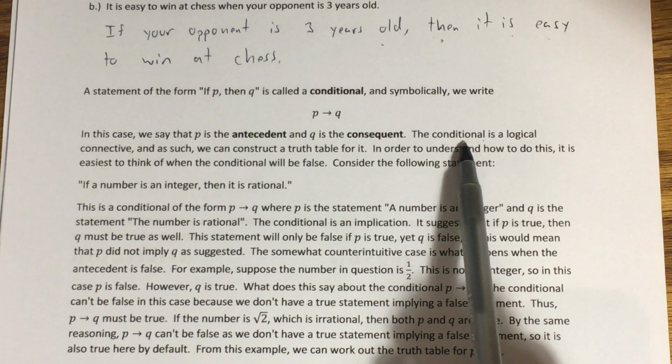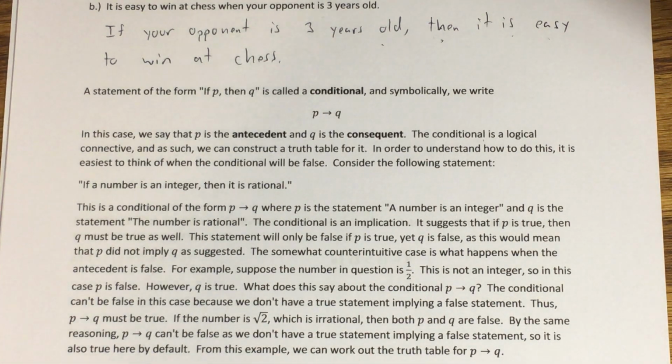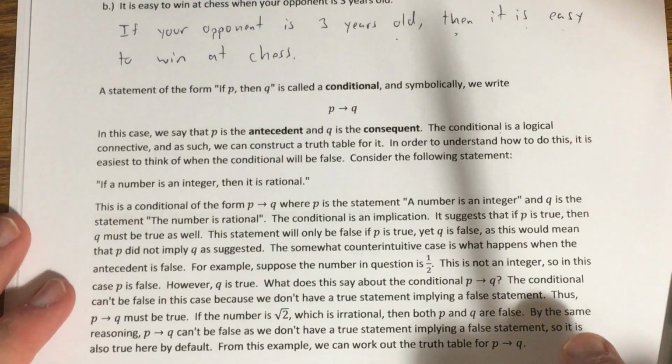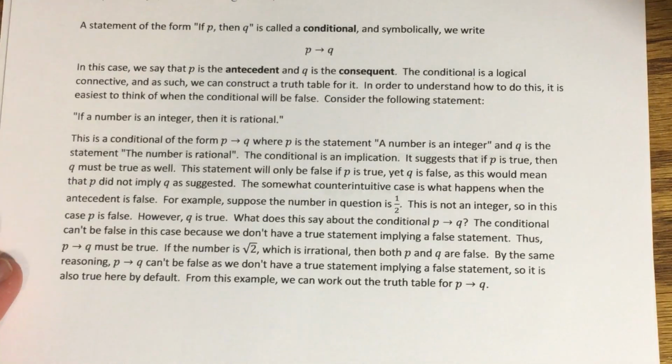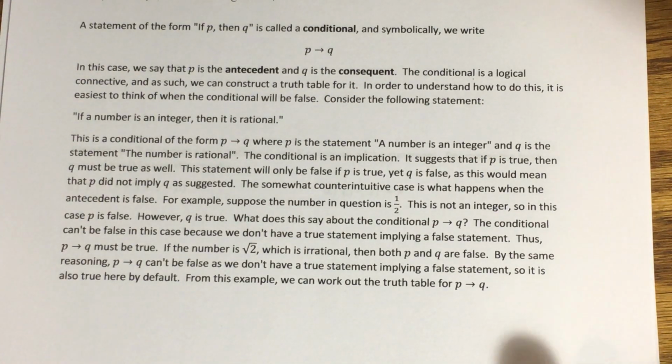So again, the conditional is a logical connective, just like a conjunction, a disjunction, or a negation. And if you remember in the previous section, for all three of those logical connectives, we came up with truth tables. And so we should be able to do the same thing for the conditional. But before we can jump straight to the truth table for this, we need to talk out some of the possible cases, because it's a little bit counterintuitive what happens in a conditional when the antecedent is false.